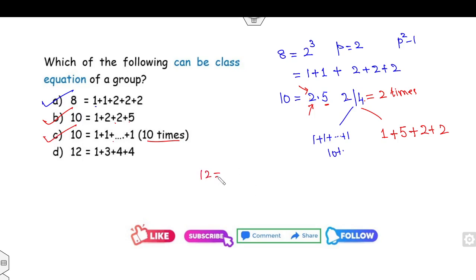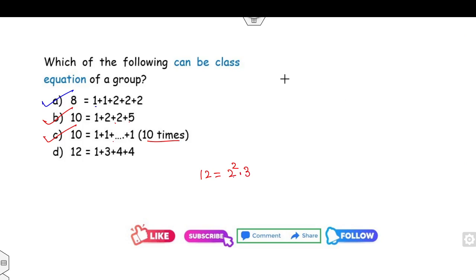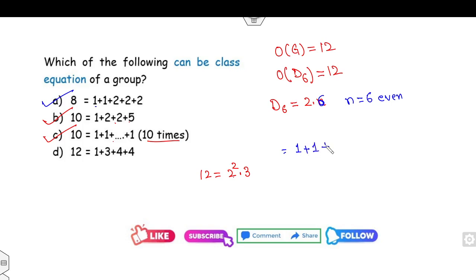12. How you can write as a 12? First of all is a 2 square into 3. So but it's a 2 square into 3. There is no formula for that. So can you find any of the group of order 12? This is my D of 6. Fine. D of 6 is fine. Yes, it's a 2 of n. So can you write the D of 6? D of 6 is my 2 into n. Fine. Here n is my, sorry, 2 into 6. N is my 6, which is even number. So again, I can use 1 plus 1 plus n over 2. That is a 3 plus 3. And 2 divides n minus 2, 6 minus 2, 4.